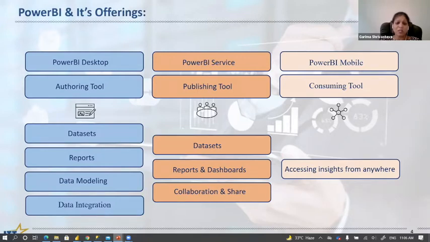And it comes with three different platforms. One is the Power BI desktop, second one is the Power BI service, and third one is the Power BI mobile. So let's see one by one what these platforms are. First is the Power BI desktop, which is an authoring tool, and it is freely available for your desktop. You can download it from the Microsoft website. And it is used to create your report in your desktop.